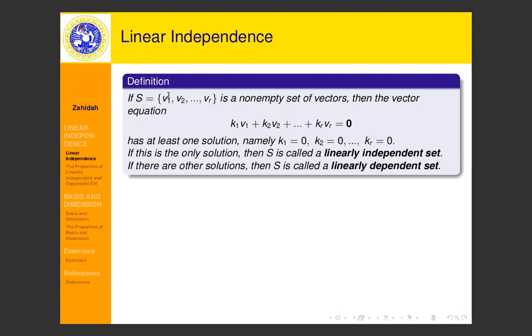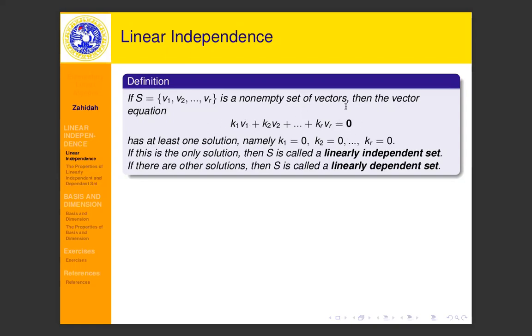Okay, the definition of linearly independent set. We have r vectors here. We have S containing V1, V2, up to Vr, a non-empty set of vectors. Then we have this equation k1 V1 plus k2 V2 plus until kr Vr equals to 0 vector here.